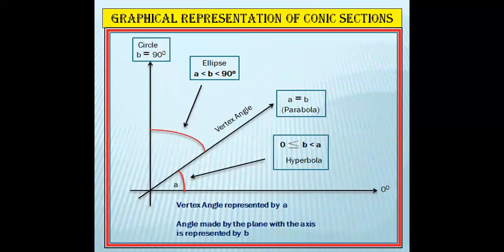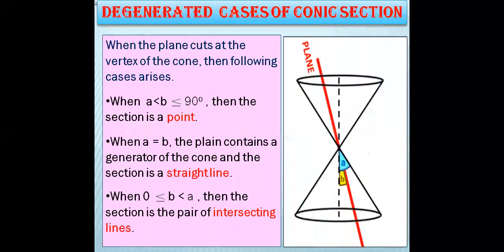But all these angle ranges are difficult for the students to understand and learn. In order to overcome this difficulty, we have represented the data in a graphical method. Here we make an angle of 90 degrees and then represent the vertex angle in the middle. This line represents the vertex angle. When the angle made by the plane with the axis is equal to 90 degrees, then a circle is formed. When the angle is greater than the vertex angle but less than 90 degrees, then an ellipse is formed. When the angle is equal to the vertex angle, then a parabola is formed. When the angle is greater than or equal to 0 degrees but less than the vertex angle, then a hyperbola is formed.